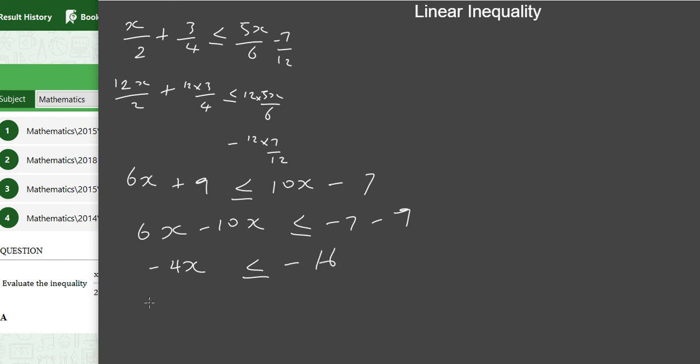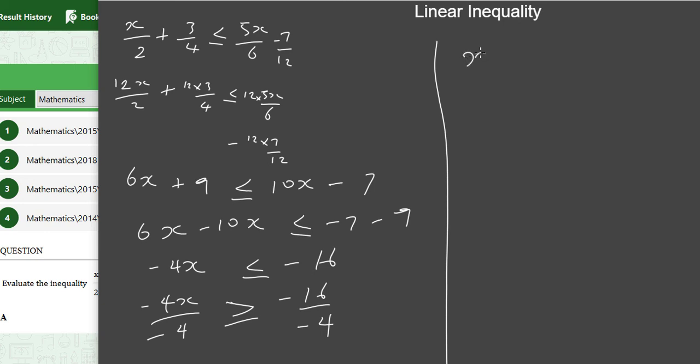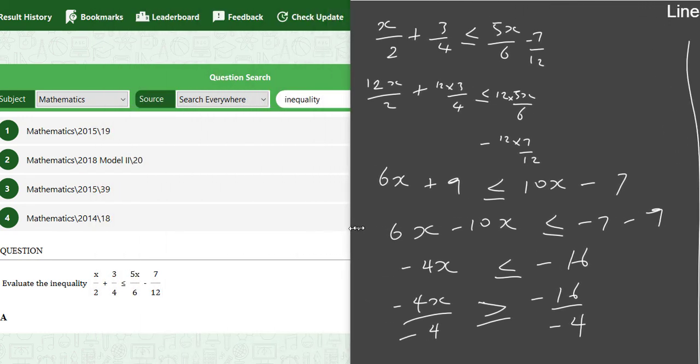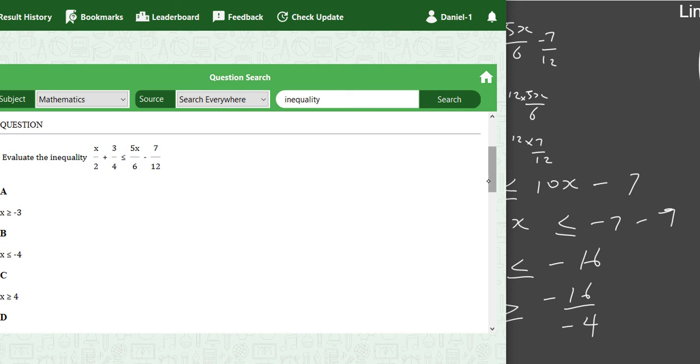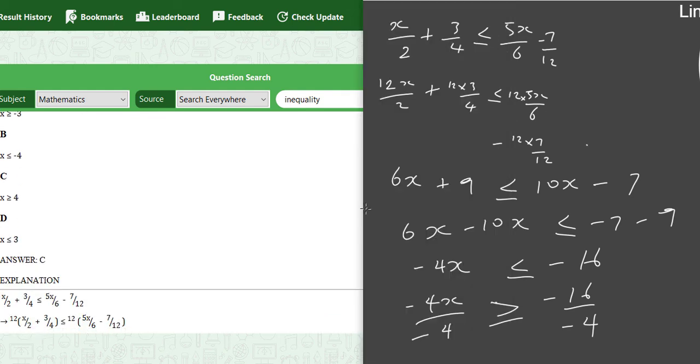So what we want to do next is to divide both sides by minus 4. And if you divide by a negative number, the sign changes to the opposite. Then this is minus 16 over minus 4. Minus times minus cancels, and 4 times 4 gives 16. So you are left with x greater than or equal to 4. So this is the right answer, and that makes option C the right option.